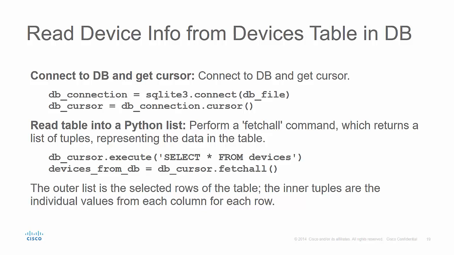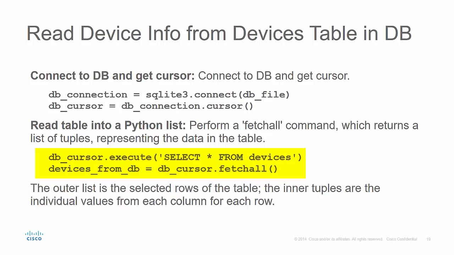How can we then read information from this particular table in the database? Again, the first operation that we need to perform is establishing a connection to the database. The second operation will be to get the cursor. What we will do now is we're going to actually read the entire table into a Python structure, and we're going to perform this operation using the fetchall command. The actual SQL command that we're performing is a select command, and we say select star, meaning everything from the name of the table, which is devices.